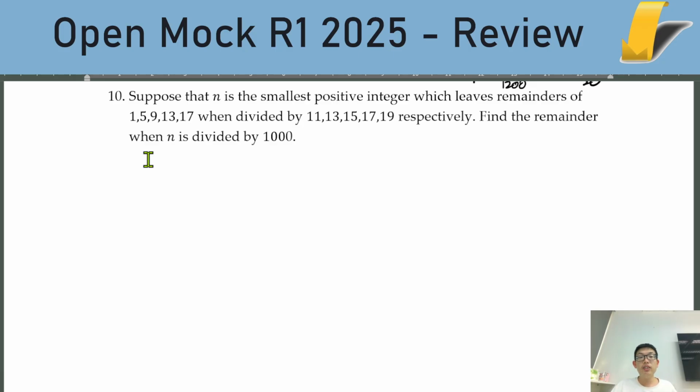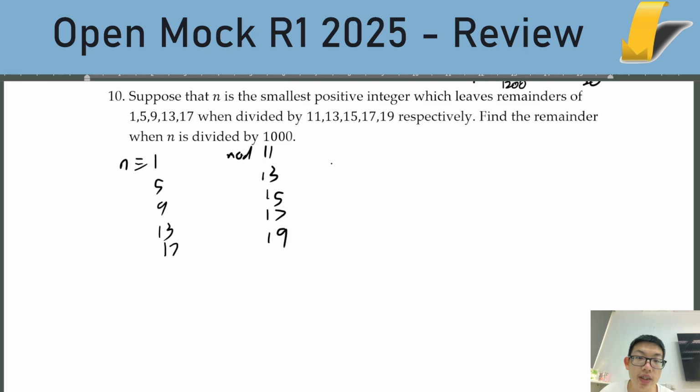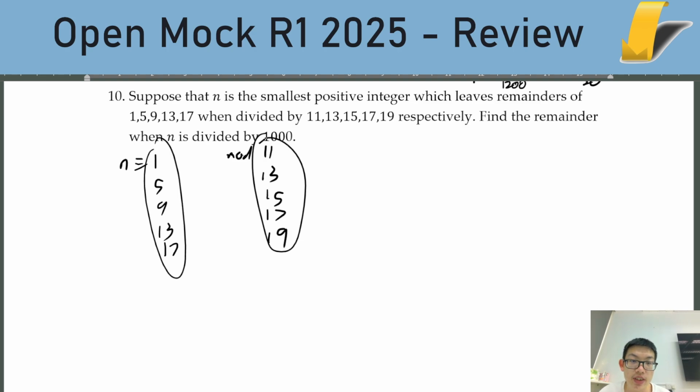Question 10, simple trick, but if you have not seen the idea before, you should know. Right? So it's that if n is congruent to 1, 5, 9, 13, 17 mod 11, 13, 15, 17, 19, I effectively want to make these match with these. The common difference here is 4, the common difference here is 2. So how do I do that?